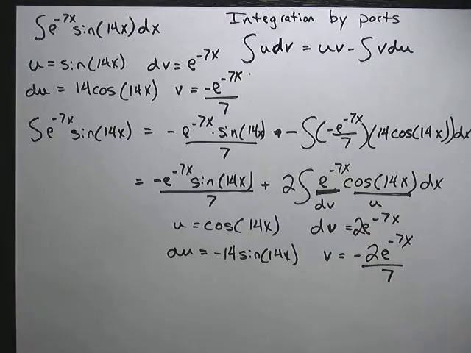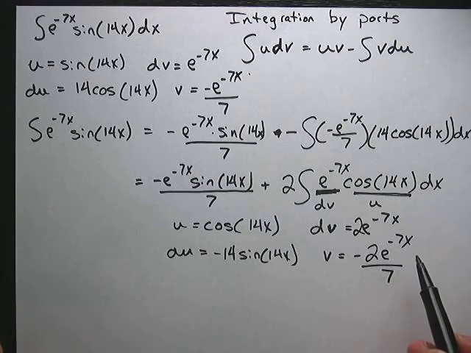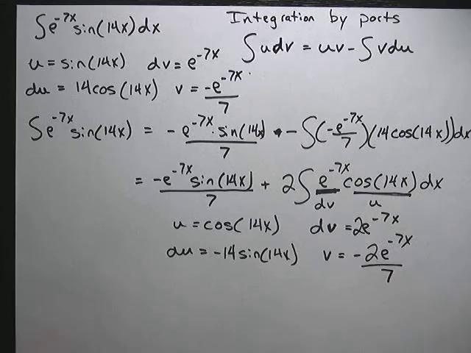7. Why is it negative? Well, because the exponent is negative. So you'd be dividing by negative 7. I just put it out front.